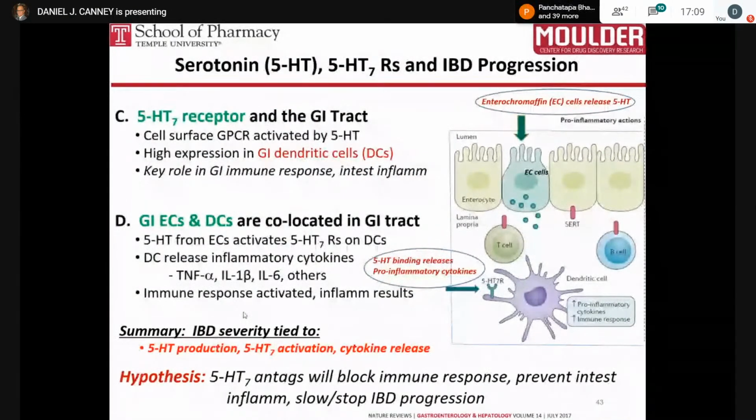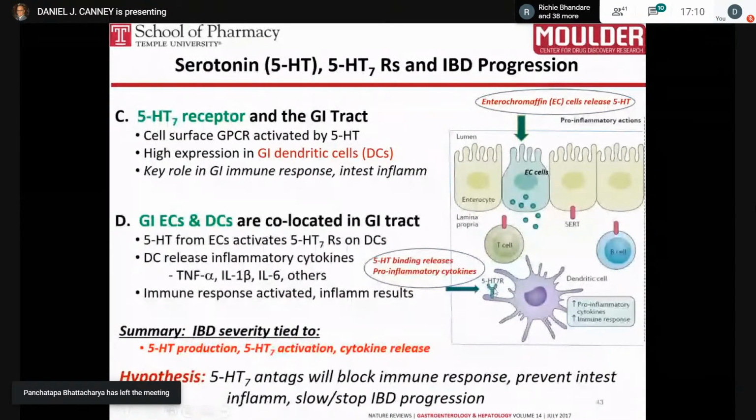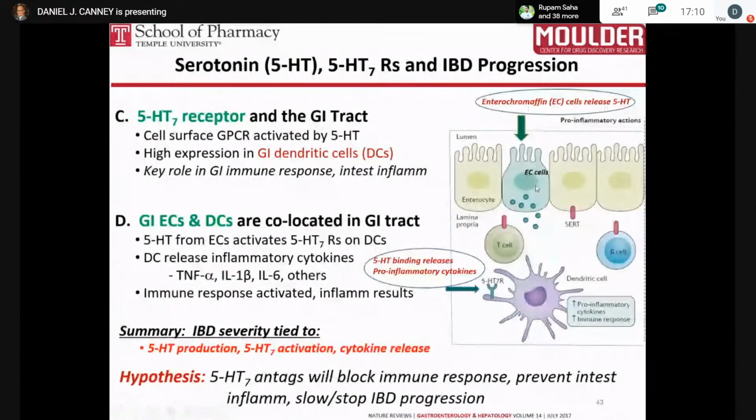So GI enterochromaffin cells and dendritic cells, as we see in this cartoon, are co-located, right? Here we have enterochromaffin cells. We see that serotonin is being released. We have the dendritic cells with serotonin 5-HT7 receptors expressed on the surface. So the serotonin, high concentrations, remember, right? Higher than normal concentrations of serotonin from EC cells, stimulating 5-HT7 receptors, resulting in an increase in pro-inflammatory cytokines and an increase in the immune response, right?